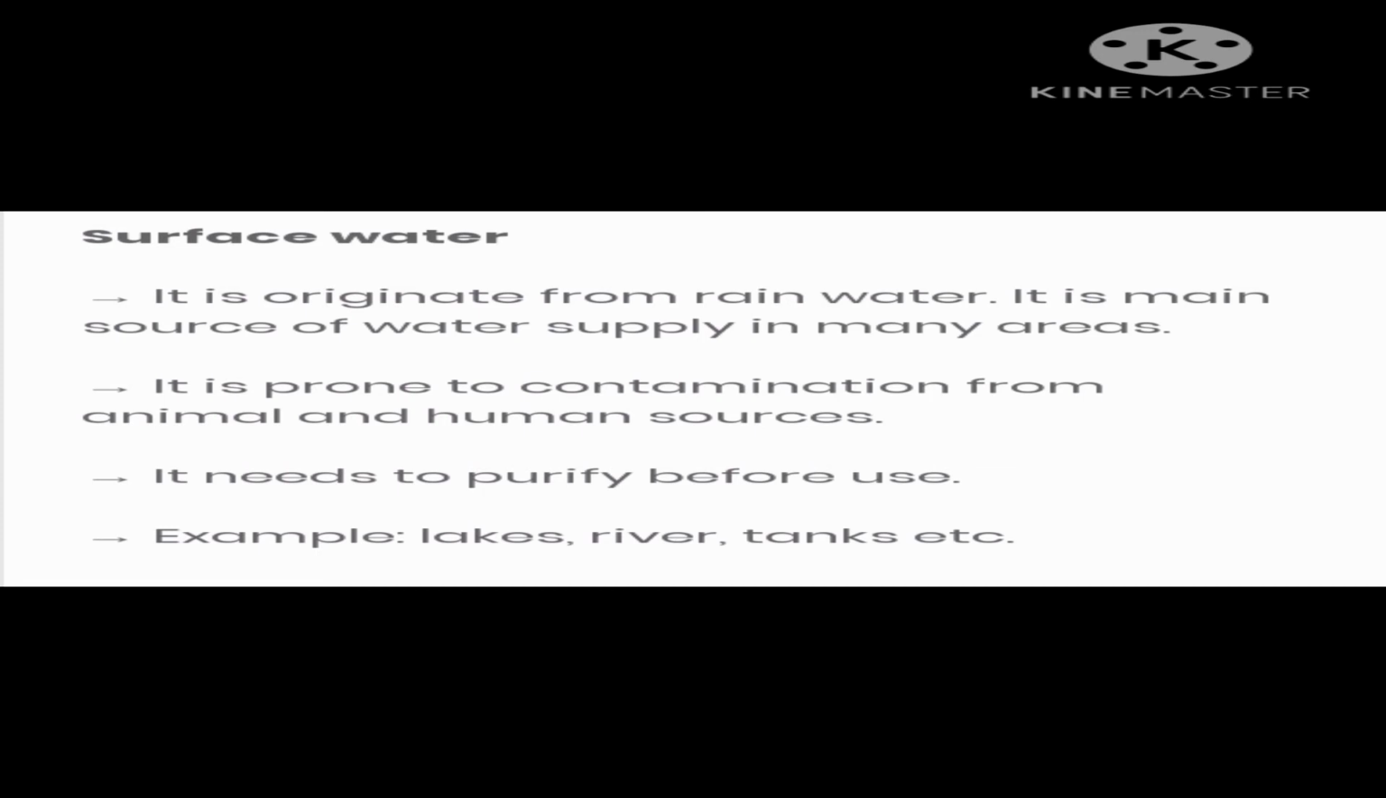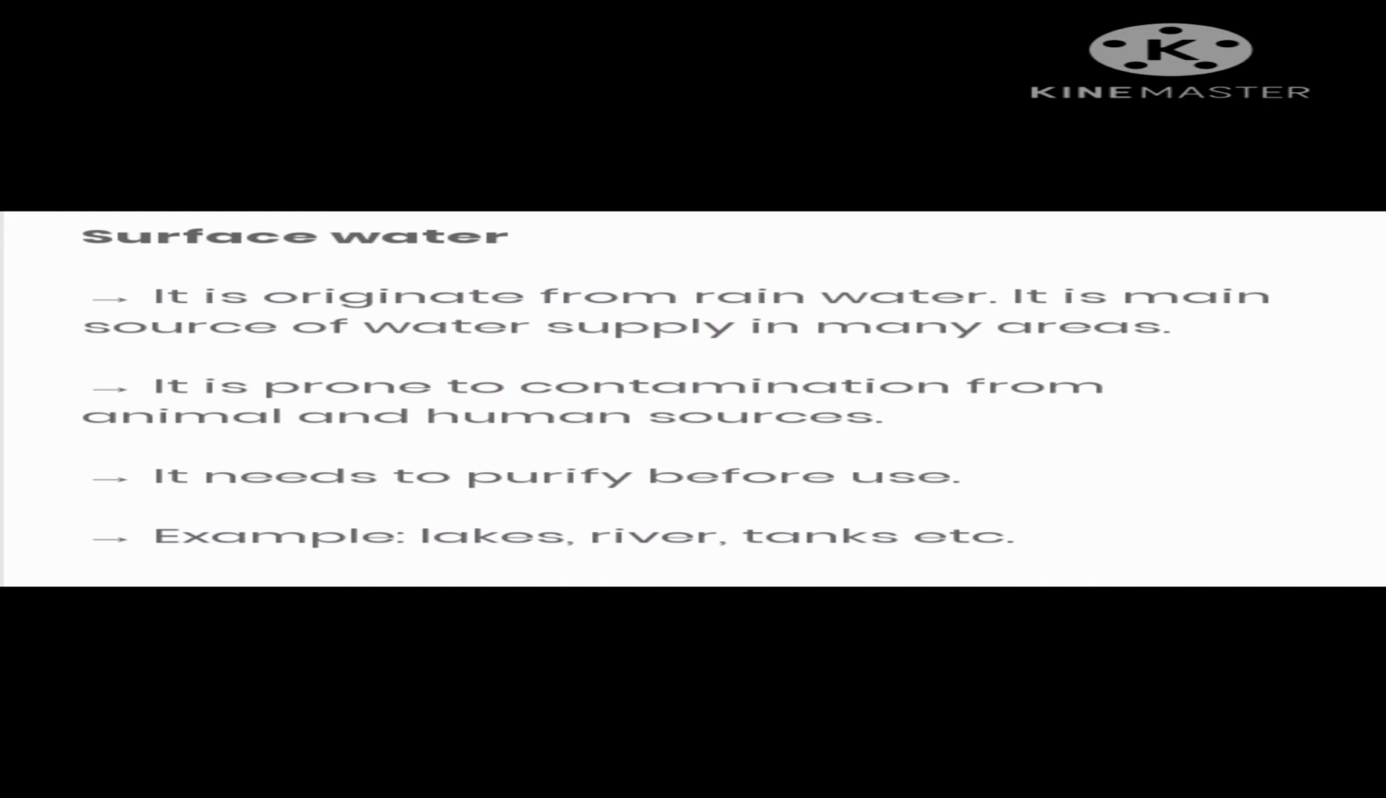Now second point, surface water is prone to contamination from animal and human sources. People go to nearby lakes and rivers, they wash clothes, sometimes they dump their garbage in the rivers, and factories dump their waste directly into the rivers without chemically treating it. This pollutes the river water, or you can say the surface water. Animals also bathe in that water and pollute it, and then they drink the same water. Thereby we can say that surface water is prone to contamination from animal and human sources.